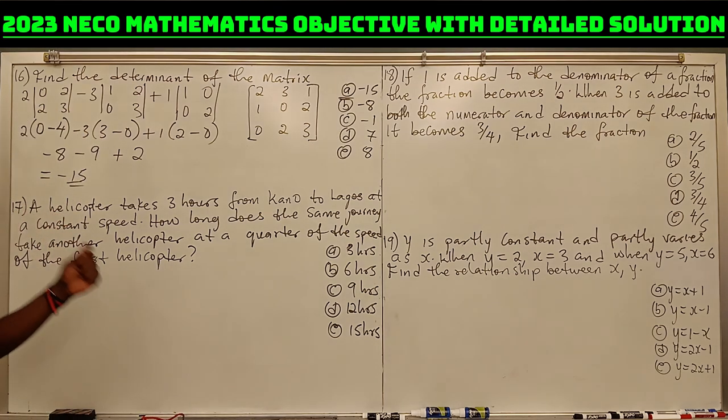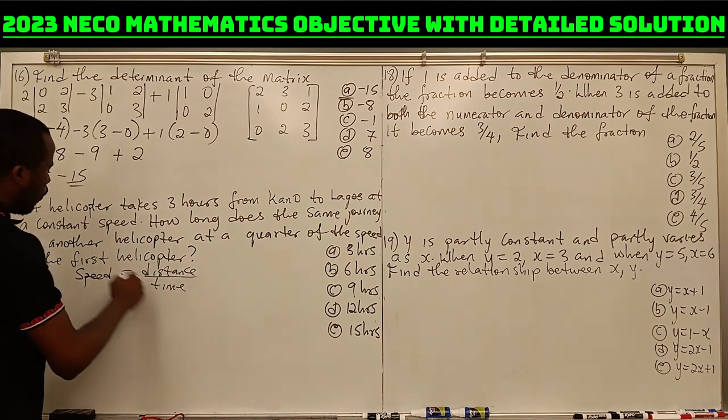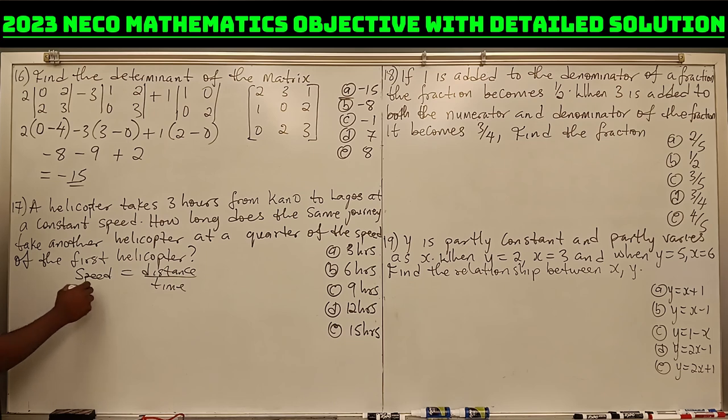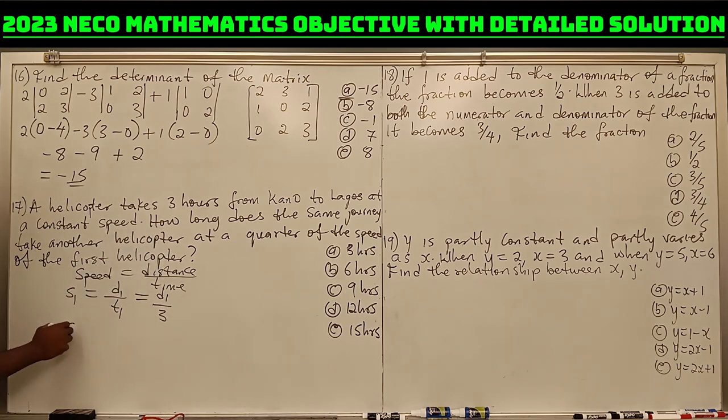Question 17 says, a helicopter takes 3 hours from Kano to Lagos at a constant speed. How long does the same journey take another helicopter at a quarter of the speed of the first helicopter? So the formula for speed we know as distance over time. For the first helicopter, the speed is S1, the distance is D1, and the time is T1, which is 3 hours, so S1 is D1 over 3. For the second helicopter, S2, the distance is the same D1, and the time is what we are looking for, T2.